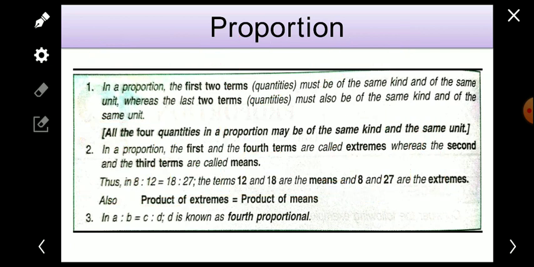And in this, suppose that A is to B is equal to C is to D, then here D is known as the fourth proportional. D is known as the fourth proportional.